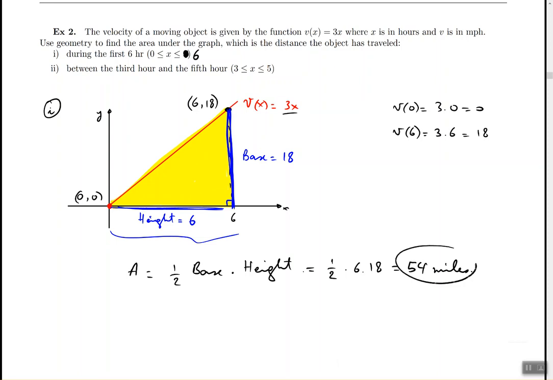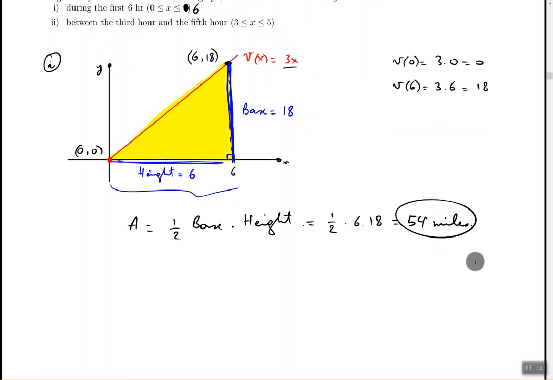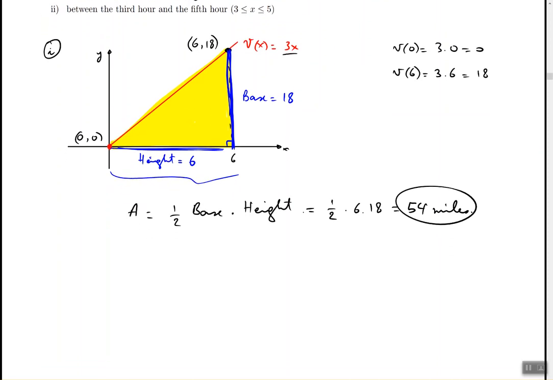So the distance traveled in this case is 54 miles. So in part 2 of the problem, we're going to be looking at a similar situation. We're looking at distance traveled between the 3rd hour and the 5th hour. So we're going to make the graph all over again and determine what the numbers are going to be.